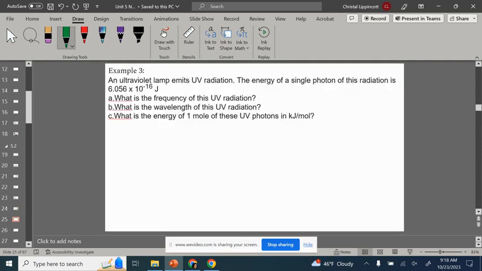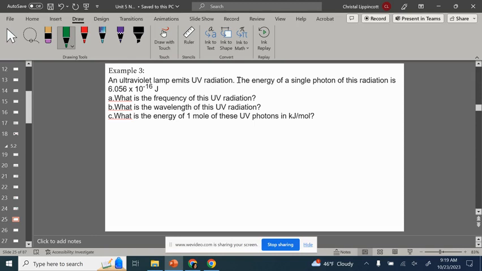Okay, so here we are given a certain energy. This is a single photon, and this is our energy. The first part of this, they want us to answer what is the frequency of this UV radiation. So I want to figure out frequency, and I'm given energy. Which equation am I going to use? Energy, if I have frequency, what am I going to use?